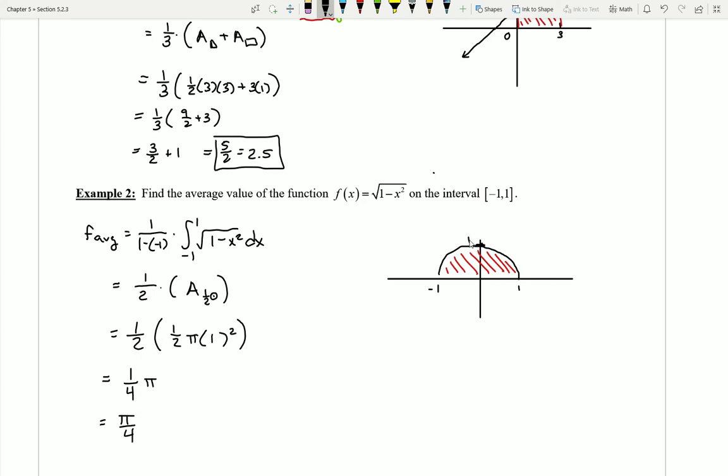Notice again, if this is a circle of radius 1, the highest y value here is 1, and pi over 4 is going to be somewhere right around here. So this is up at the height of pi over 4. That's my average y value on the graph.